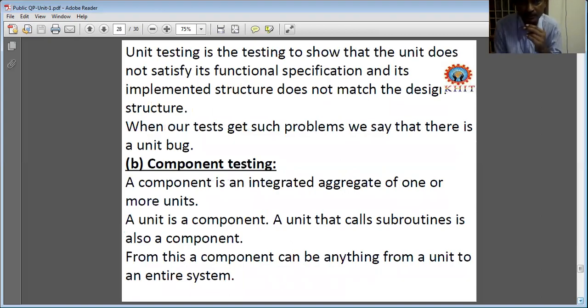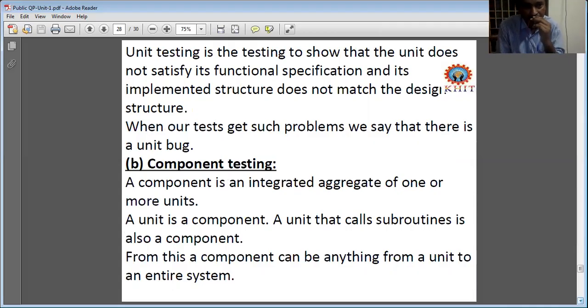Unit testing is the testing to show that the unit does not satisfy its functional specification, and its implemented structure does not match the design structure. Whenever a test finds such problems, we say that there is a unit problem.